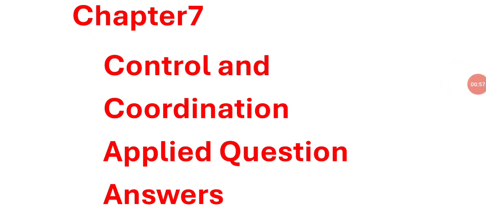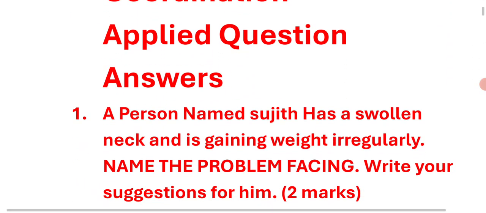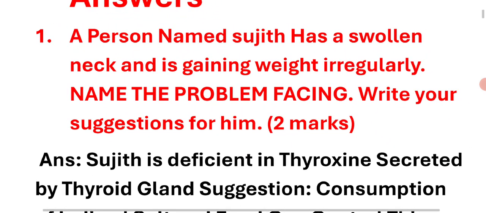Chapter 7, Control and Coordination, Applied Question Answers. First question, 2 marks question. A person named Sujit has a swollen neck and is gaining weight irregularly. Name the problem he is facing. Write your suggestions for him.